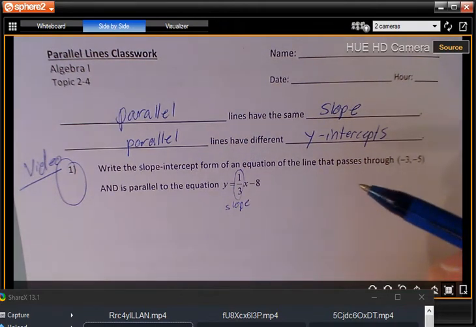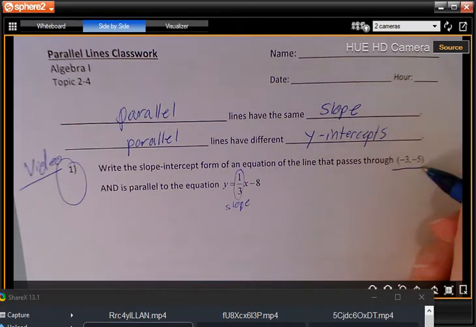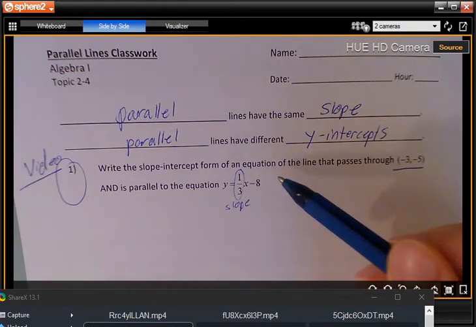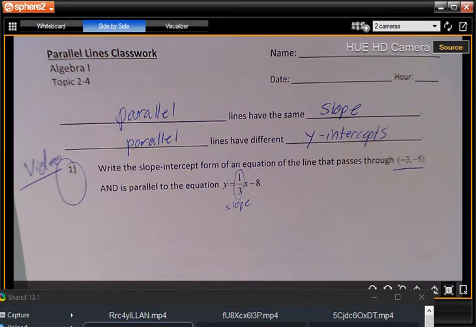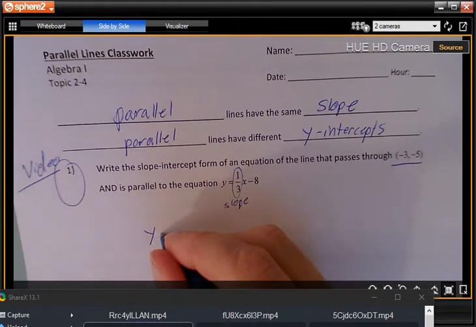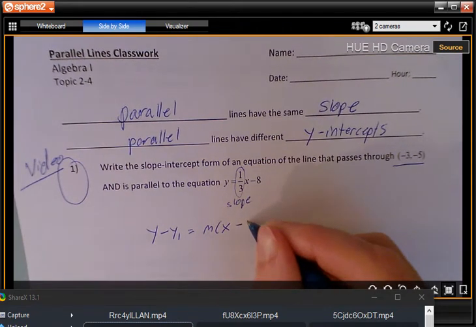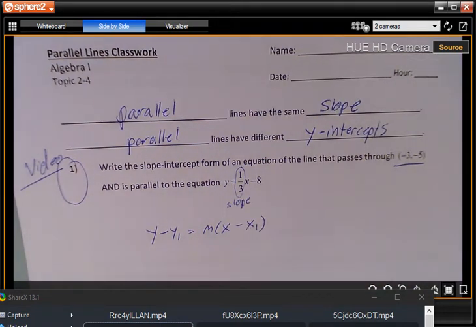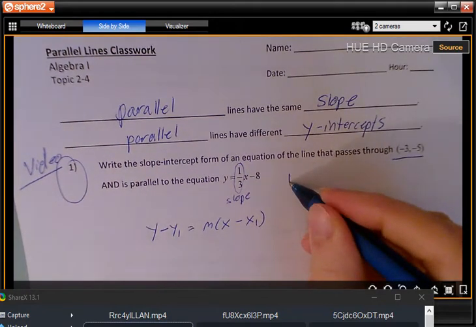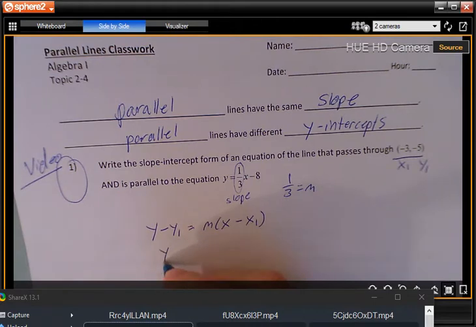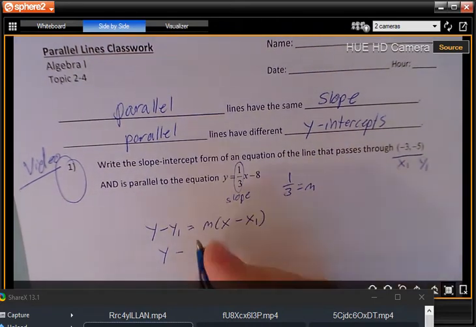So we're going to write a slope-intercept form of an equation of the line that passes through (-3, -5) and is parallel to y equals 1/3 x minus 8. What I'm going to do is put this in point slope form, because I have a slope and a point. So I'm going to use y minus y1 equals m times x minus x1, and I am going to put 1/3 in for the slope. That's my m. -3 is my x1. -5 is my y1.